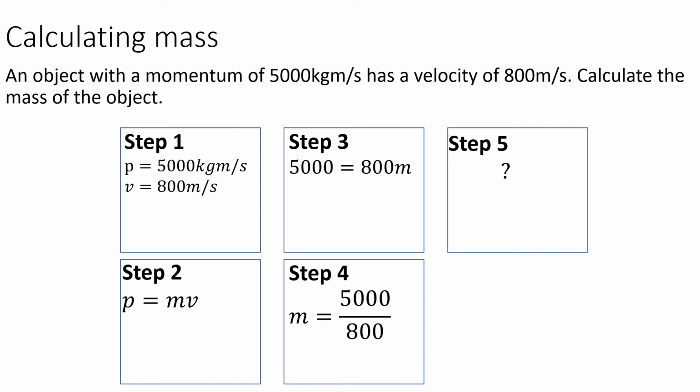This time, an object with a momentum of 5,000 kilogram meters per second has a velocity of 800 meters per second. Calculate the mass of the object. Copy down steps 1 to 4 and complete step 5 yourselves.